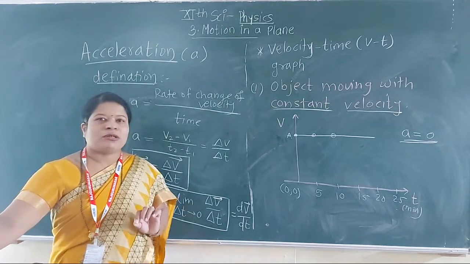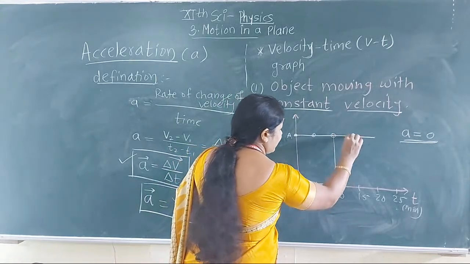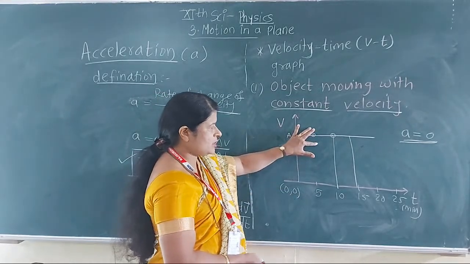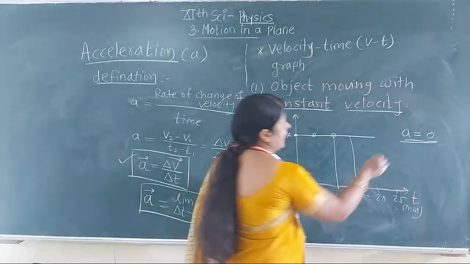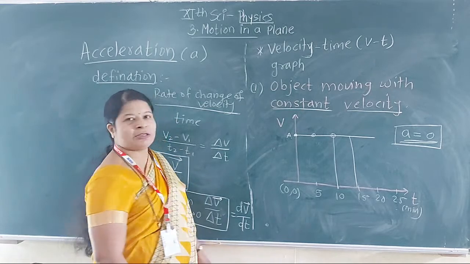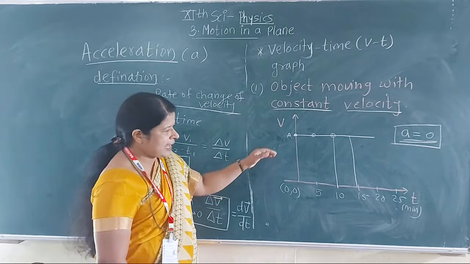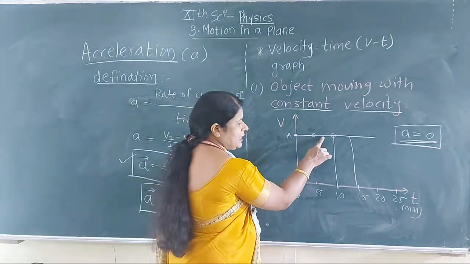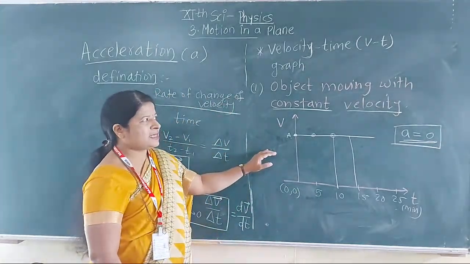That is constant velocity. So the object is moving with a constant velocity, and for this we get the graph like this. This horizontal line is parallel to the time axis and we get a is equal to 0. This is the first case of the velocity time graph.